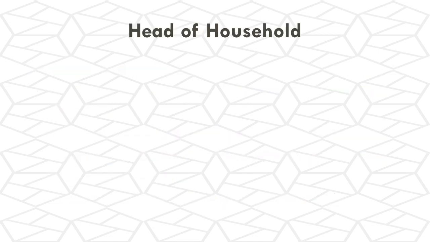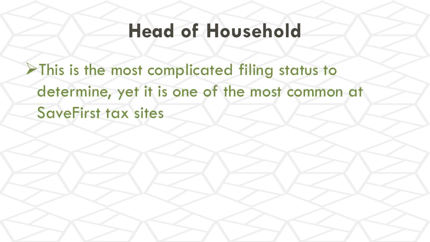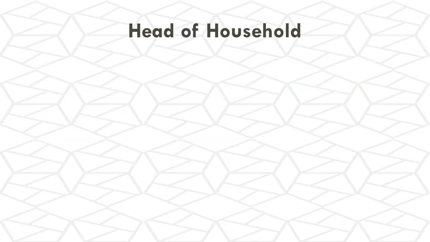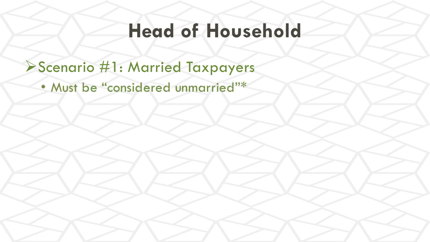All right, let's move on to head of household. This is the most complicated filing status to determine and will require you to use multiple charts in the Publication 4012 to help you determine it, yet it is one of the most common at the Save First tax sites. So there are two scenarios in which a taxpayer can file head of household. The first scenario concerns a married taxpayer who is separated from his or her spouse. So to file head of household and be married, a taxpayer must be considered unmarried. Okay, so we'll talk about what that means in just a minute.